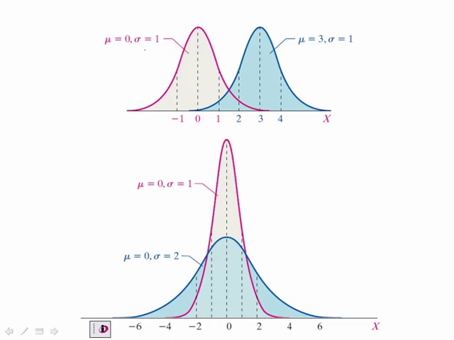What role does sigma play? So in the graph on the bottom, I have a graph where the mean is 0 and the standard deviation is 2 in blue. I have a graph where the mean is 0 and the standard deviation is 1 in red. What role does sigma play in the graph? What does it cause the graph to do? More spread out, because sigma is a measure of spread.